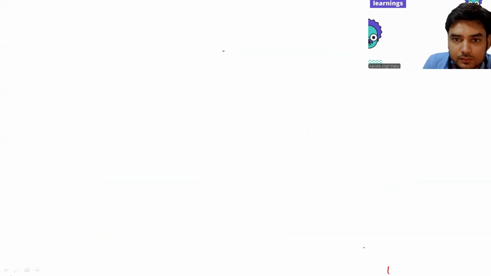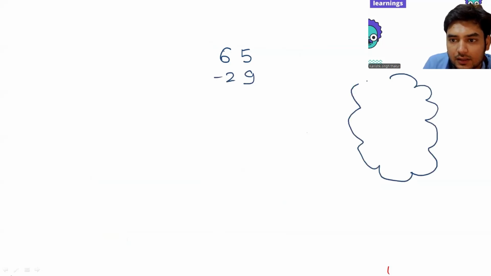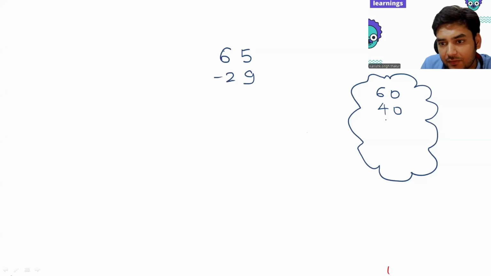Now, if I talk about left to right subtraction, what will be going on in your mind here? For 65 take away 29, 6 you can write as 60. Then you take away 20, so it's 40. Then add 5. Remember, add 5, so it would be 45. And then take away 9. So this would be 36.